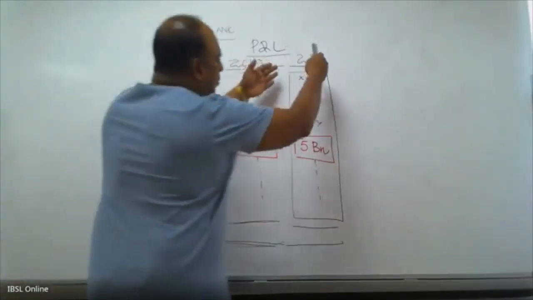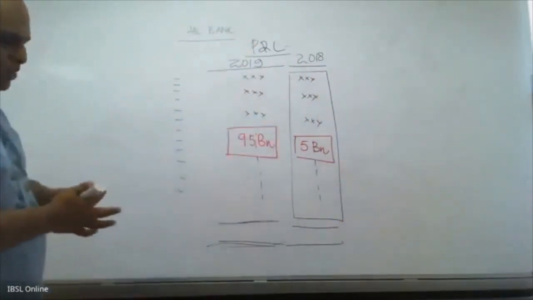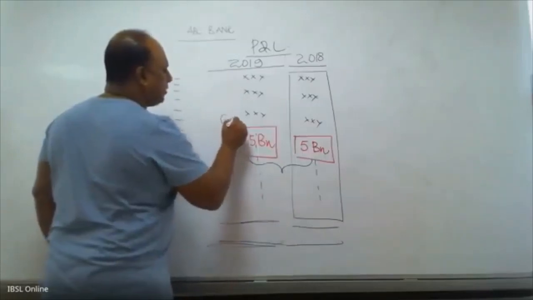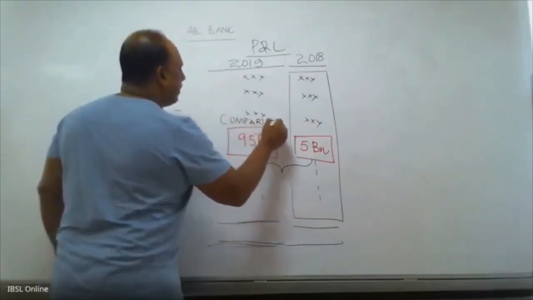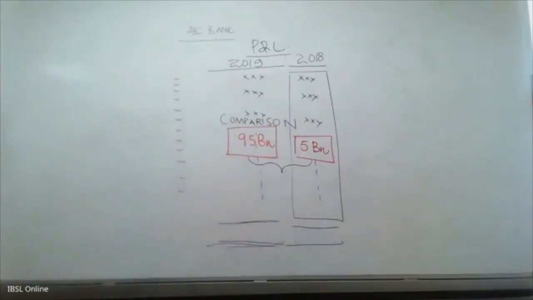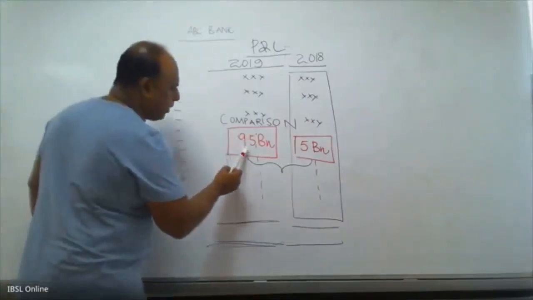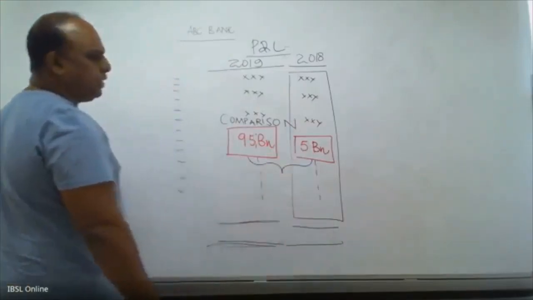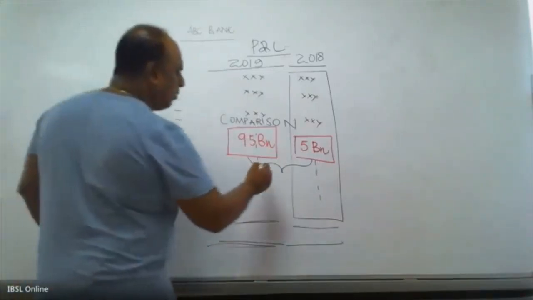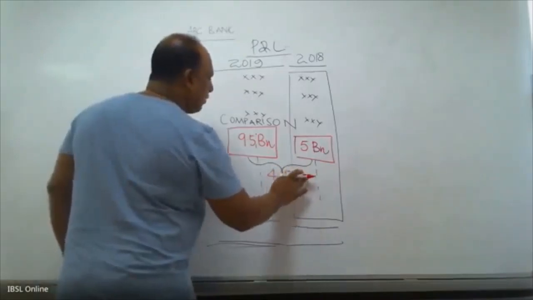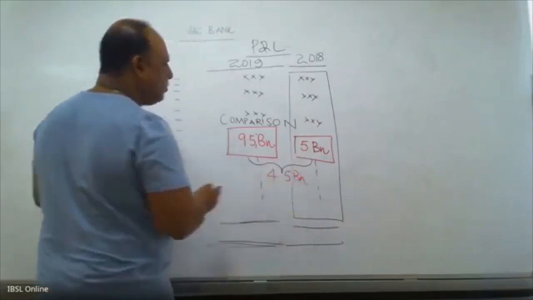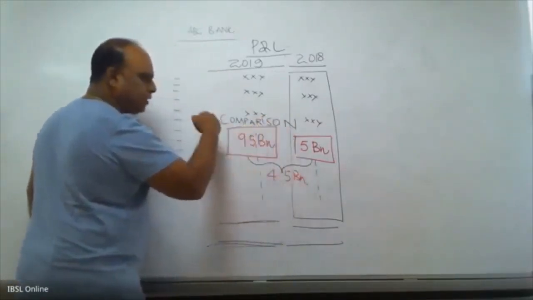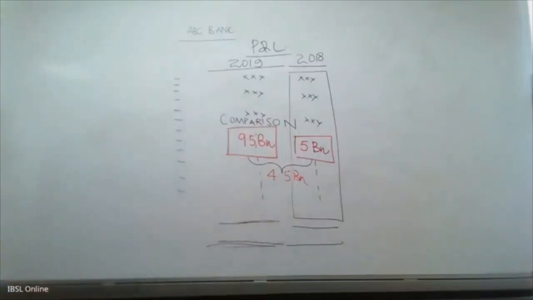The moment I bring in the 2018, what happens now? I have the option of comparison. We call it comparison. Yes, I have earned 9.5 billion in 2019, but it was only 5 billion in 2018. So which means now the company has made more than 4.5 billion this year. Now you see, you can talk about a lot of things, which means the company has almost doubled its profit this year. How? By way of a comparison.